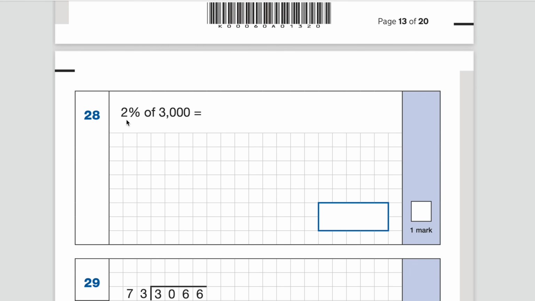Similarly with number 28, find 2% of 3,000. Well, 1% we can divide by 100. If we divide by 100, our answer is 30. So that's 1% of 3,000. Let's just put that down. Equals 1%. So 2% is twice as much. So 30 times 2 is 60. That's our answer. 2% of 3,000 is 60.